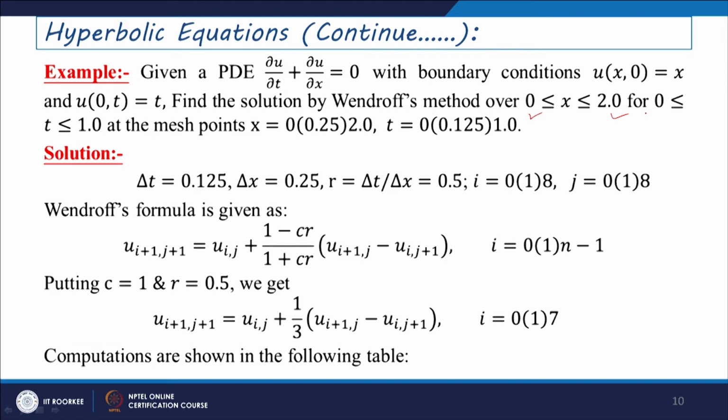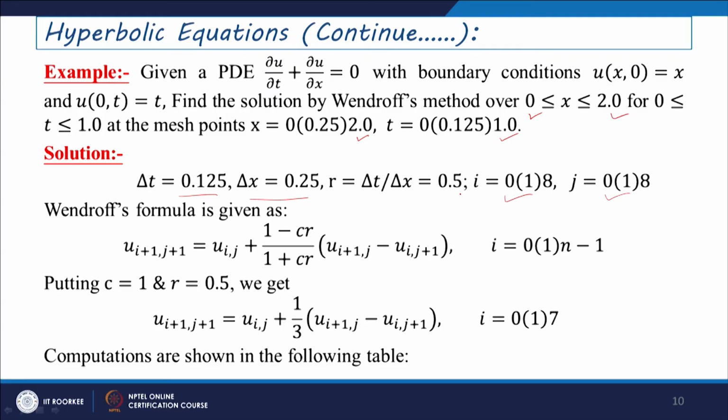up to 1.0. If you will just see here, we have to follow from 0 to 8 steps to reach x equals to 2.0, and if you follow 8 steps, we can get t equals to 1.0 there. So, that is why we can write it as i varying from 0 to 8 incremented with 1, and j is varying from 0 to 8 incremented with the value 1 there.